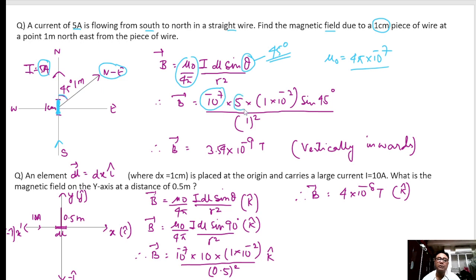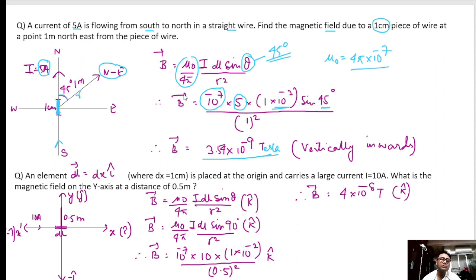I is given to us. dl is 1 centimeter, which we have to write in meters. Sine 45 by r square, where r is 1 meter. Calculating it, we get the magnetic field in Tesla, T for Tesla.